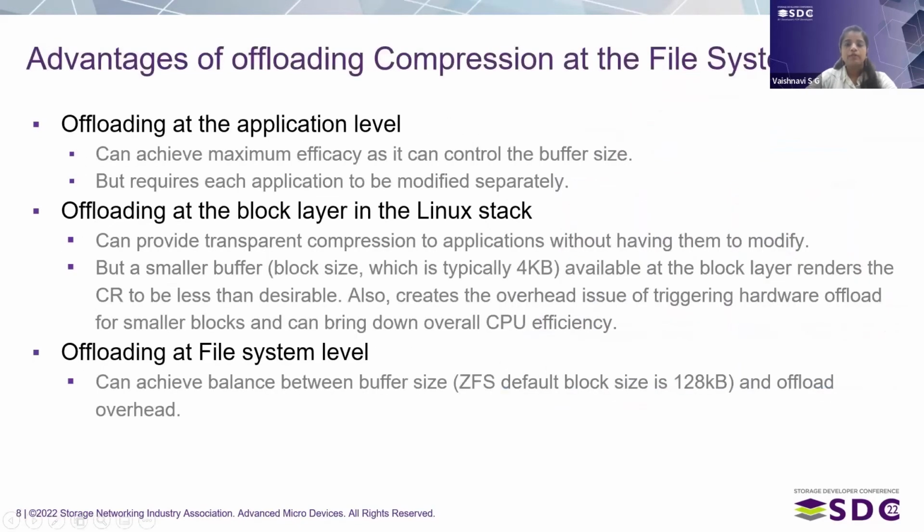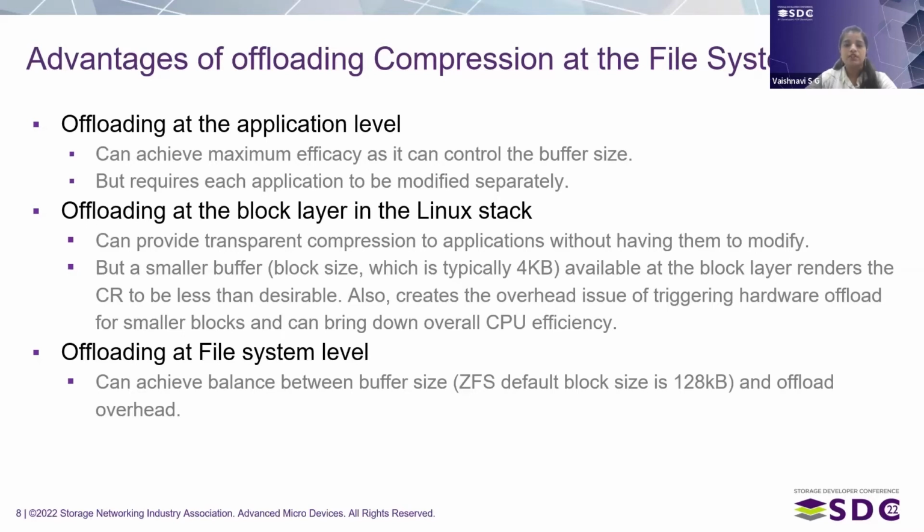Compression can be offloaded mainly at three levels: application level, block level, and file system level. When offloaded at application level, we can achieve maximum efficacy as the application can control the buffer size to be compressed. But the con here is we will have to modify every application for offloading.